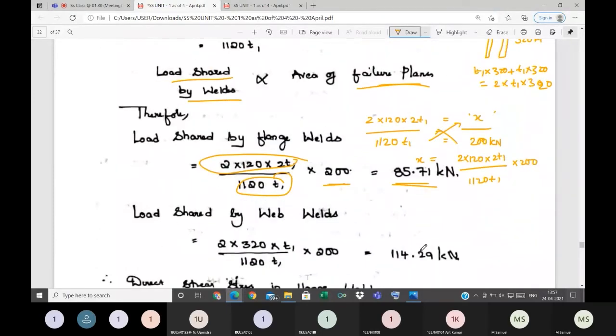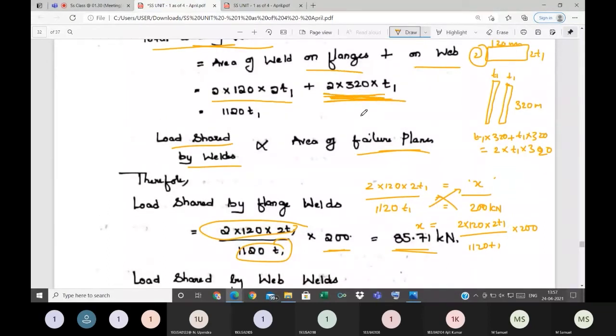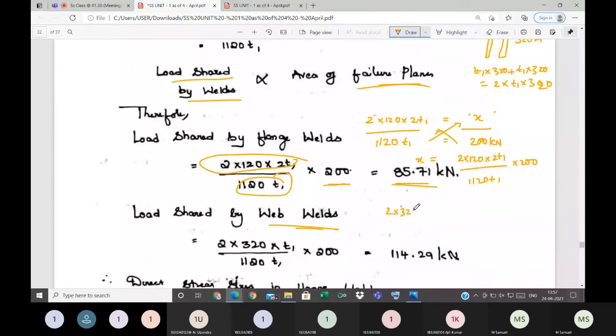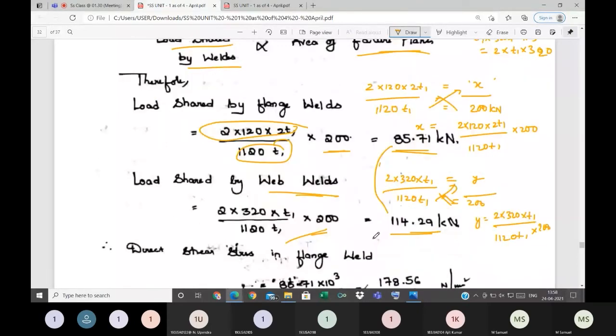So what happens to the remaining portion? Yes, it is taken by the web weld. You can just calculate it if you want. It is a simple thing. What is the area of the web weld? 2 into 320 into T1. It is taking a load of Y, while the total area is taking a load of 200. So just cross multiply this. You get Y is equal to 2 into 320 into T1 divided by 1120T1, into 200. So that is what I got, 114.29. If you add these two, you will get 200 kilonewton. So now what happens to the stresses in the weld?